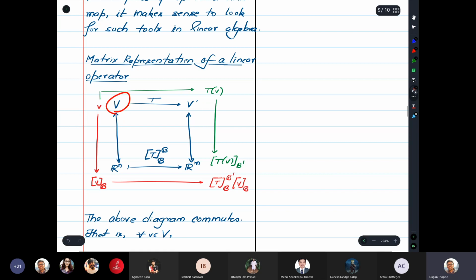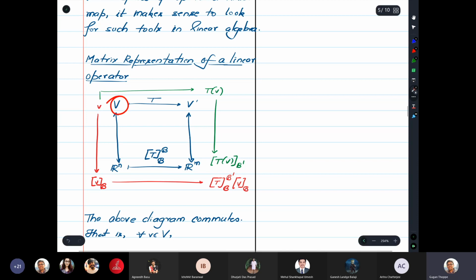This V and V prime, let's say it is made up of some exotic objects, and let's say there is a linear operator between V and V prime. Is there a way in which we can translate what happens at the top in the language of matrices and vectors? For that we had this diagram. So let's say V and V prime are R vector spaces, which means the underlying vector space is defined over the field R.